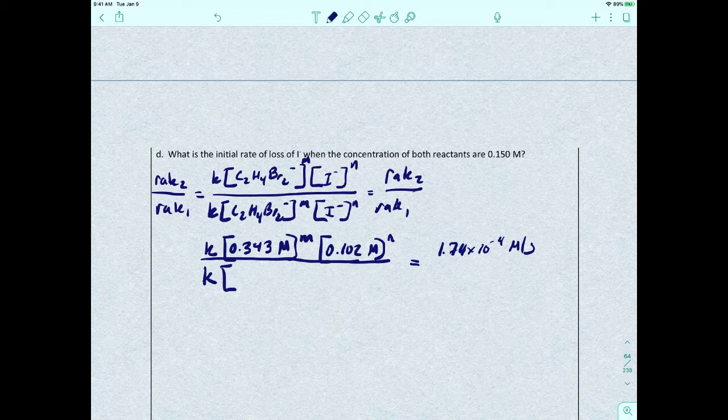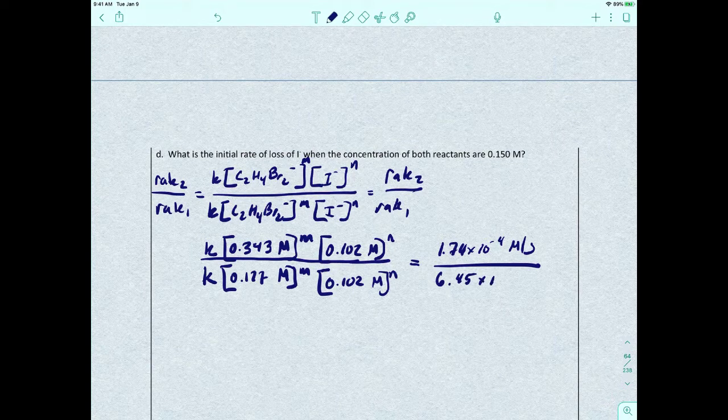The concentration for C2H4Br2 is 0.127 molar raised to the m power times the concentration of I minus, which is 0.102 molar raised to the n power, divided by that rate constant. That is equal to 6.45 times 10 to the minus fifth molar per second. All right. So what's nice is your k drops out. The I minus also drops out because that's the same.